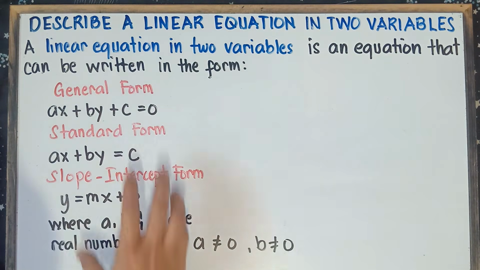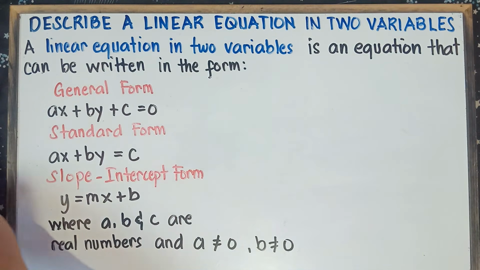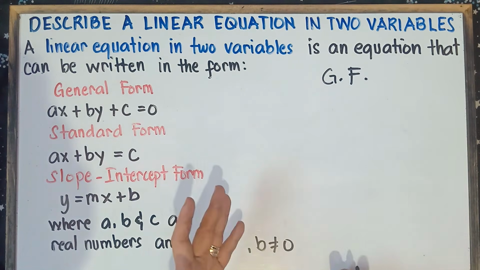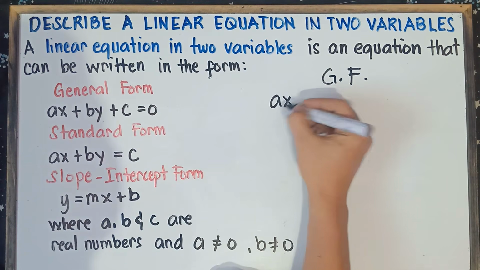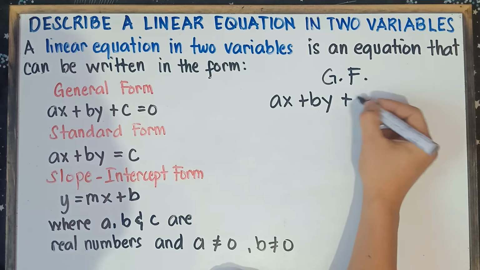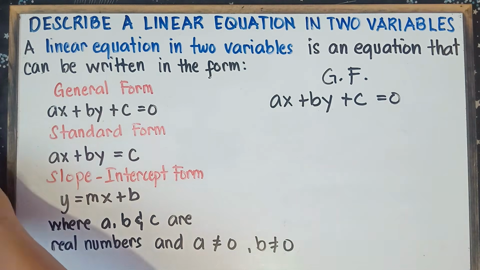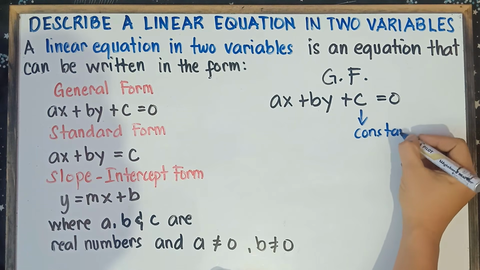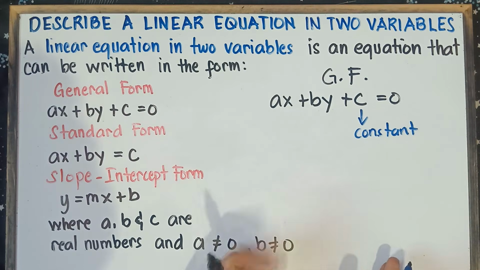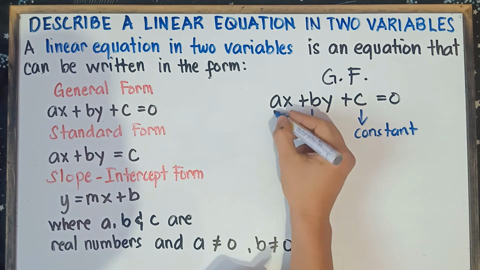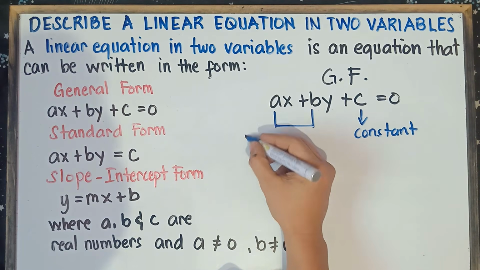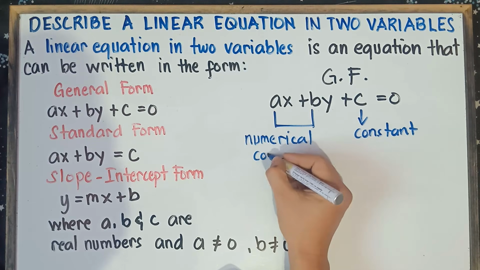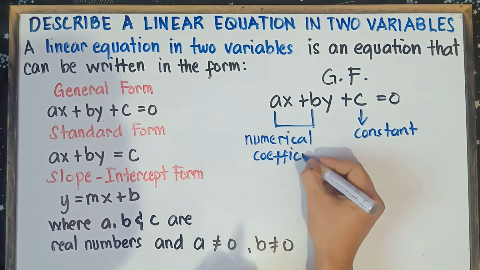Let me explain this step by step, starting with the general form. General form, the equation is ax plus by plus c equals 0. Here c is what we call the constant, the number alone. And a and b are what we call numerical coefficients. Let's have an example for that later.